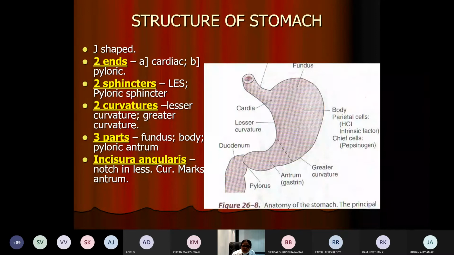It is a J shape. It has got two ends, one is cardiac, another is pyloric. It has got two sphincters, LES and pyloric sphincter, two curvatures, lesser curvature and greater curvature, three parts, fundus, body, pyloric antrum, then incisura angularis, notch in lesser curvature, marks antrum.